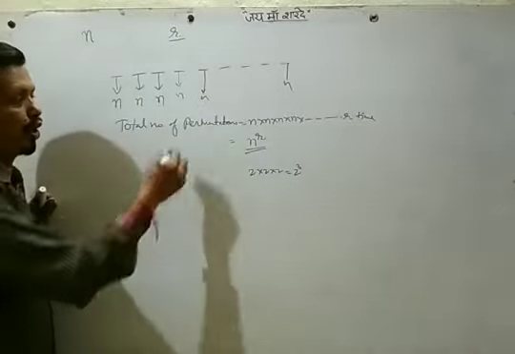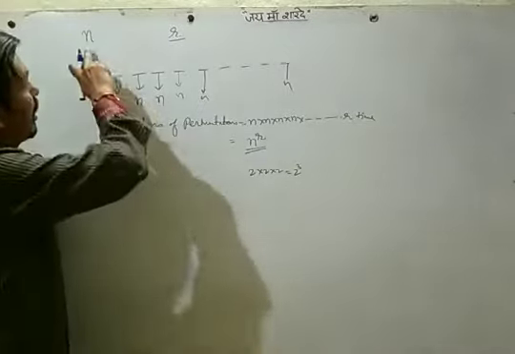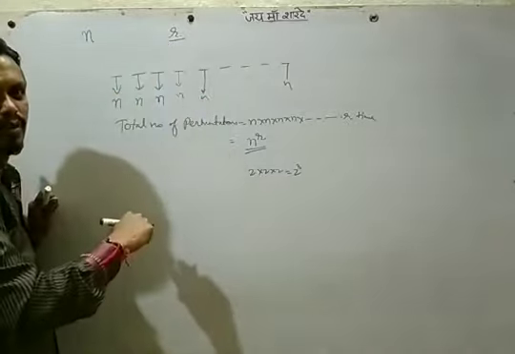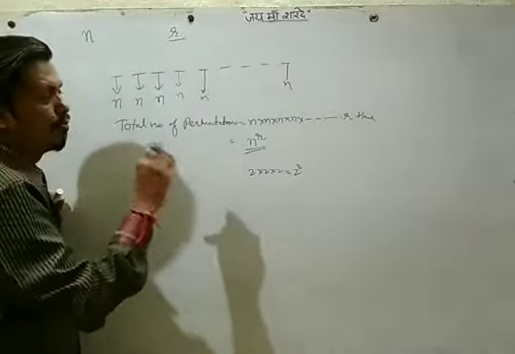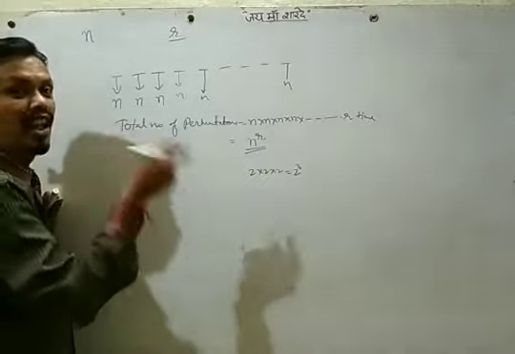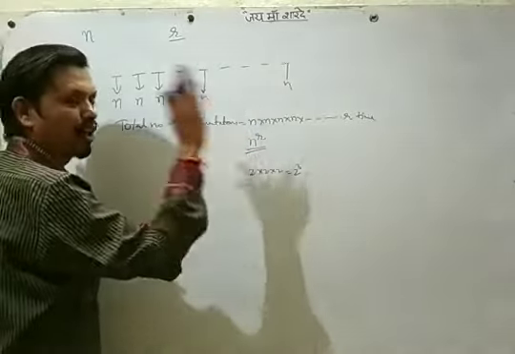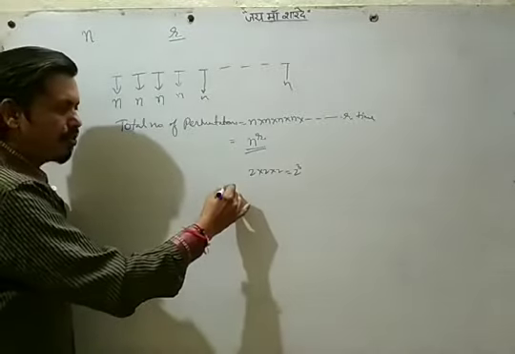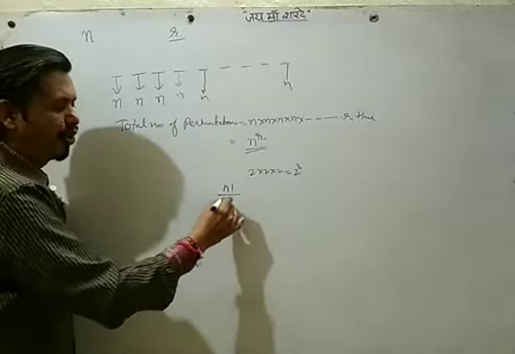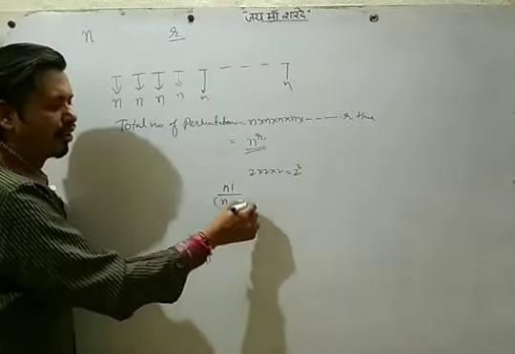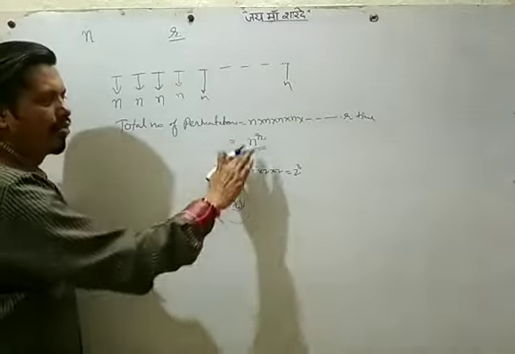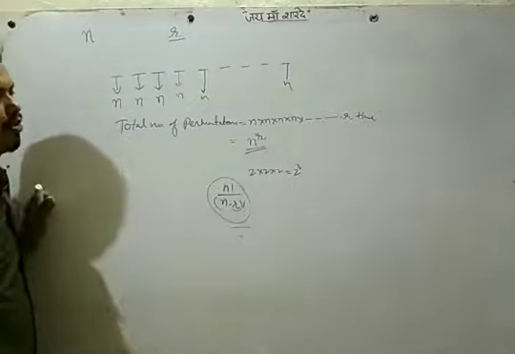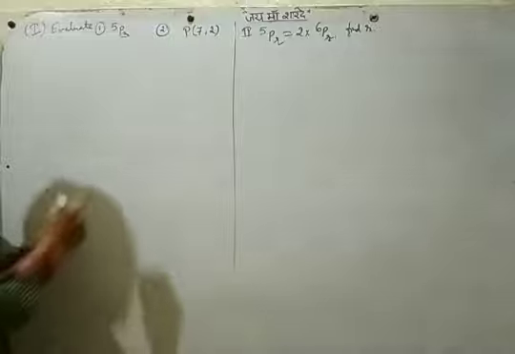So if n different objects are given and r objects are taken at a time, then the total number of permutations, if repetition is allowed, will be n to the power r. If objects are not repeated, it will be n factorial upon n minus r factorial. If objects can be repeated, it will be n to the power r. Okay, now we have one question.